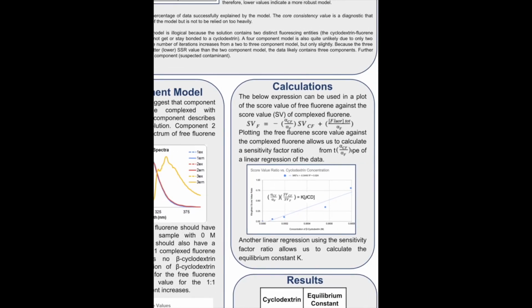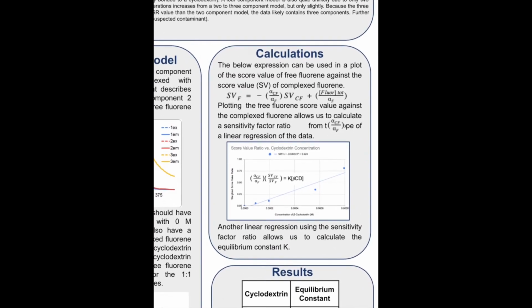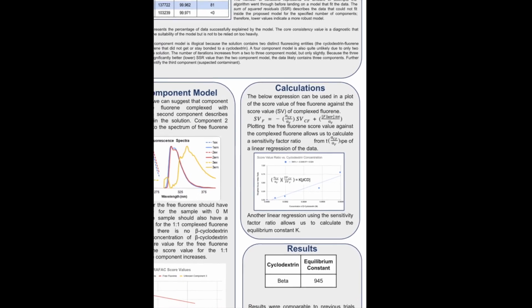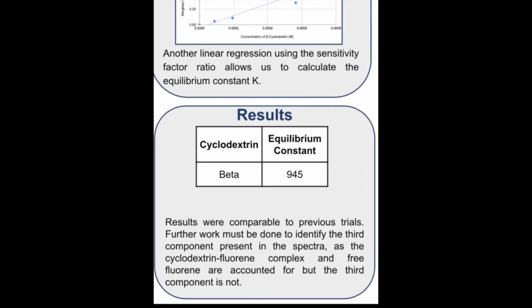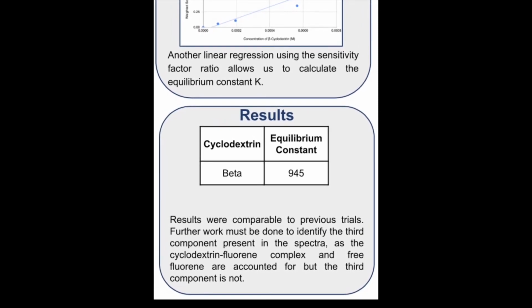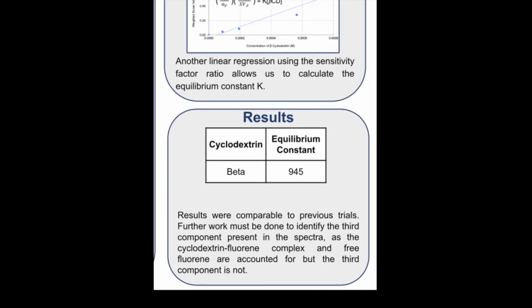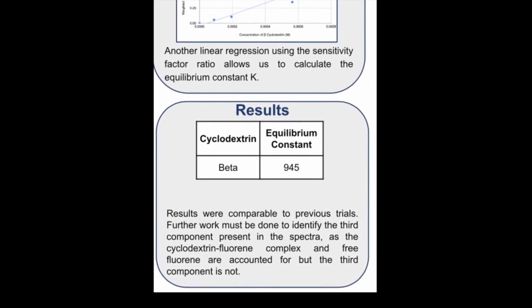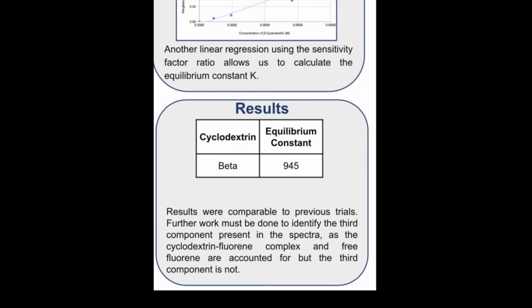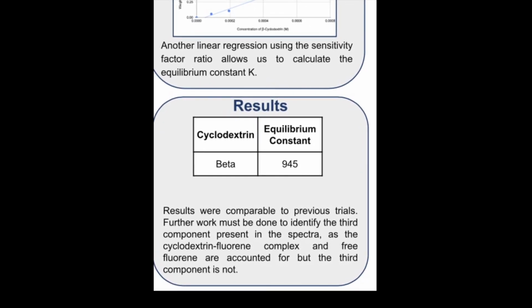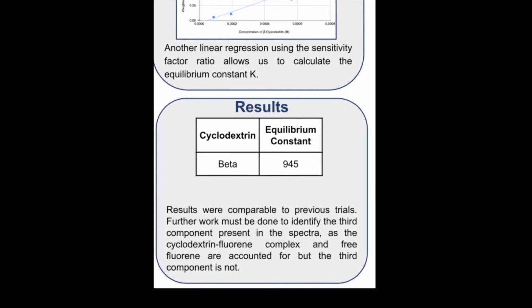Another linear regression using the sensitivity factor ratio also allows us to calculate the equilibrium constant. For our particular data from this experiment, we concluded that our beta cyclodextrin solution had an equilibrium constant of 945, and these results were comparable to previous trials. Further work needs to be done to figure out what that third component was in that data.